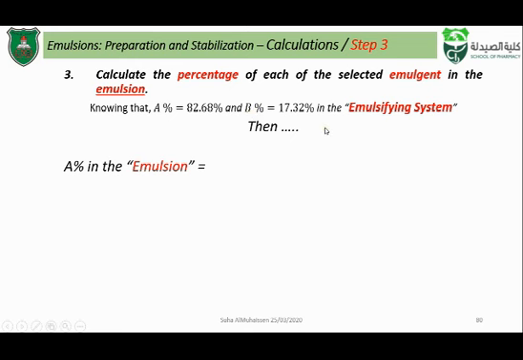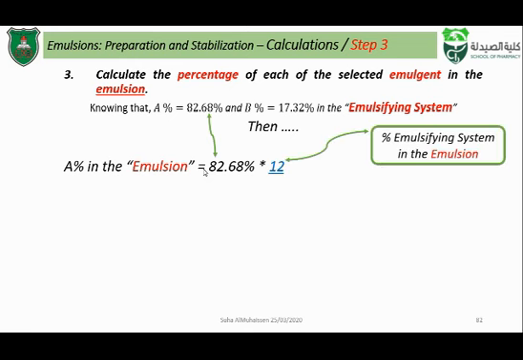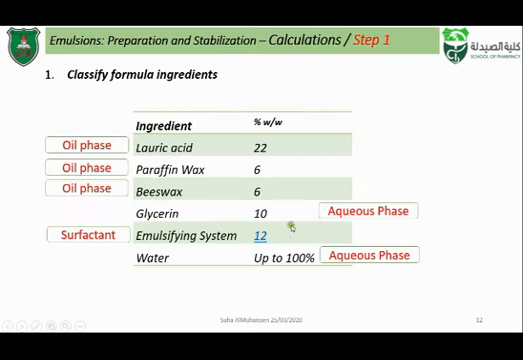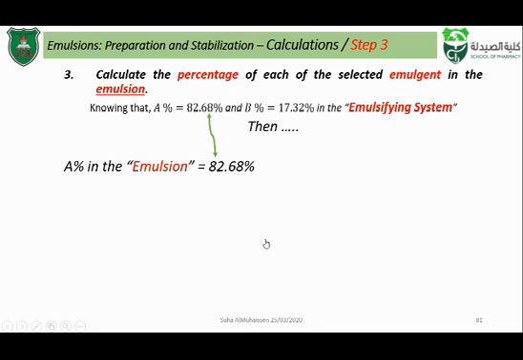Then A% in the emulsion is equal to its percent in the emulsifying system multiplied by the emulsifying system percent in the emulsion. Do you remember this number? Here it is. And this will be equal to 9.92%.